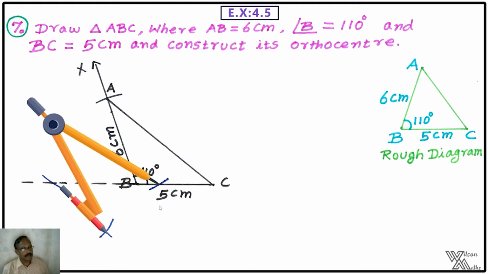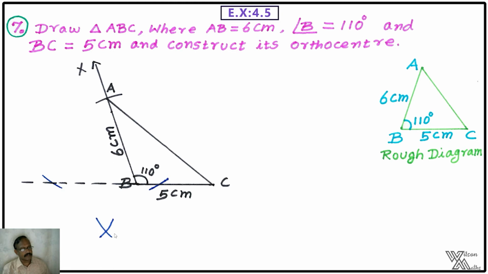Then with the same measurement, keep the compass needle at this point, cut one arc down. Then with the same measurement, keep the compass needle here, cut another arc. You will get like this. From here one arc, from here another arc.